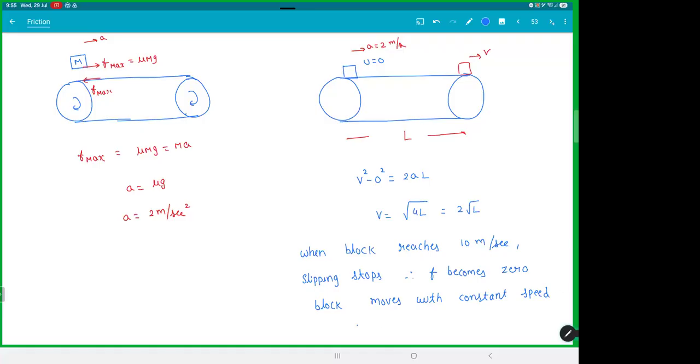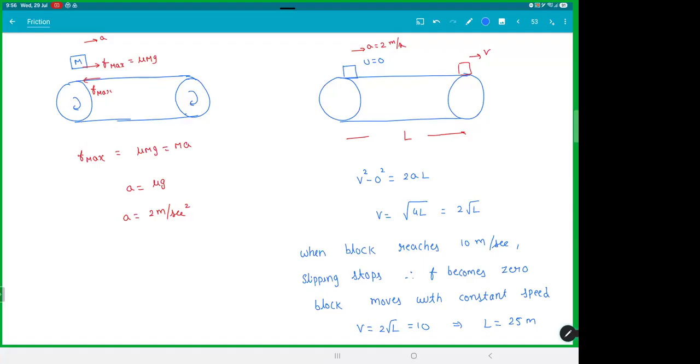So how much is that length? V is equal to 2 root L, right? It must be less than or equal to 10. So we get L is equal to 25 meters. That is a limitation. If your conveyor belt length is less than 25 meters, the block will never stop slipping. It will always keep sliding, and then it will fly off. But if the length of the conveyor belt exceeds 25 meters, the speed becomes 10 and then you remain constant. Is this making sense, everyone?